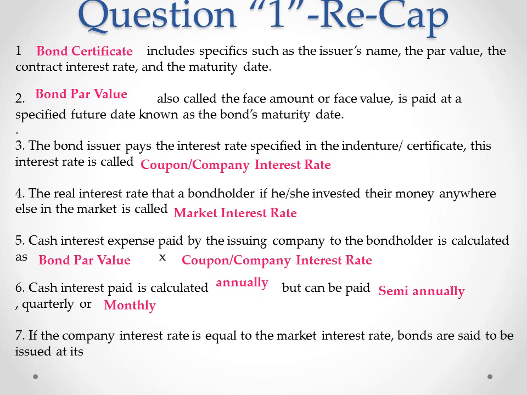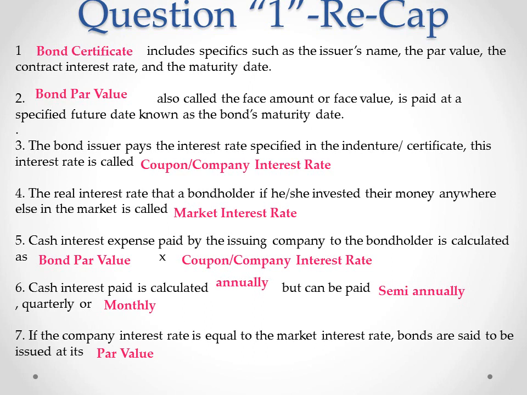7. If the company interest rate is equal to the market interest rate, the bonds are said to be issued at par. So if the company that will issue the bond will offer an interest rate equal to the one in the market, then we say that bonds are issued at their par value.